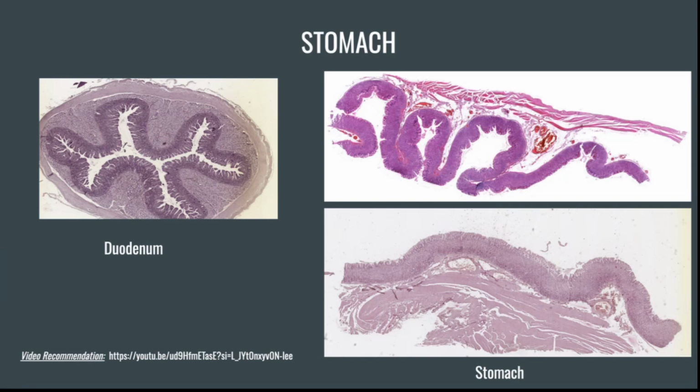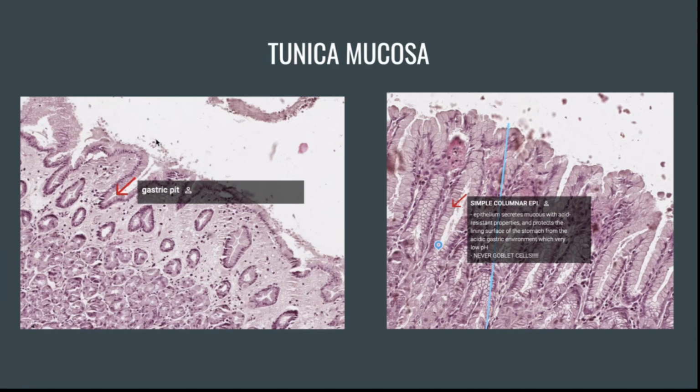So now, one main thing which you see here in the tunica mucosa are these gastric pits, or foveolae. All right. So these are lined by simple columnar epithelium. As you can see here, zoomed in, you can see these elongated cells. It is lined by simple columnar epithelium.